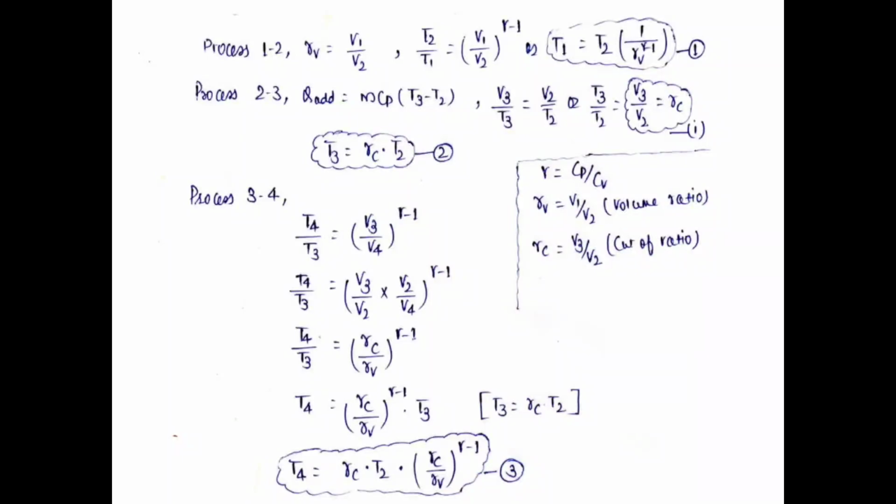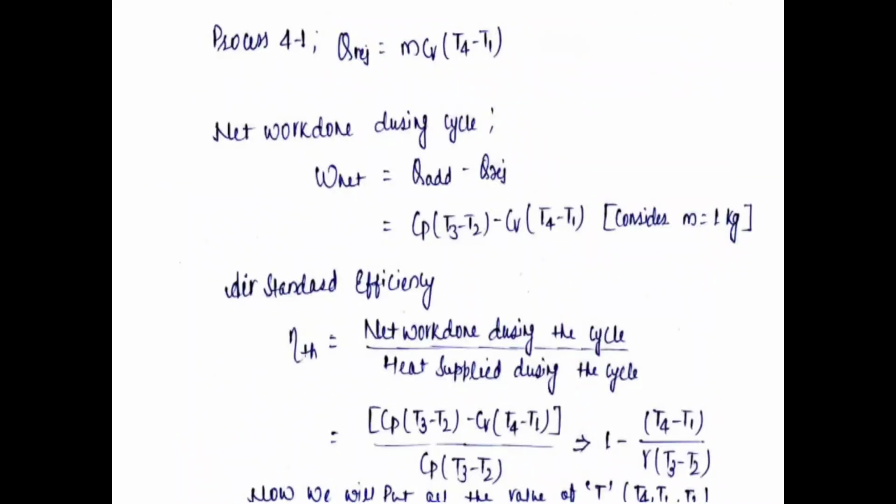So the cross multiplication, (RC divided by RV) the whole raised to gamma minus 1 into T3. So finally we got T4 equal to RC into T2, (RC divided by RV) the whole raised to gamma minus 1. This is equation number 3. Then process 4 to 1 heat rejection, m CV into (T4 minus T1). Net work done during the cycle, that is heat added minus heat rejection, that is CP into (T3 minus T2) minus CV into (T4 minus T1).